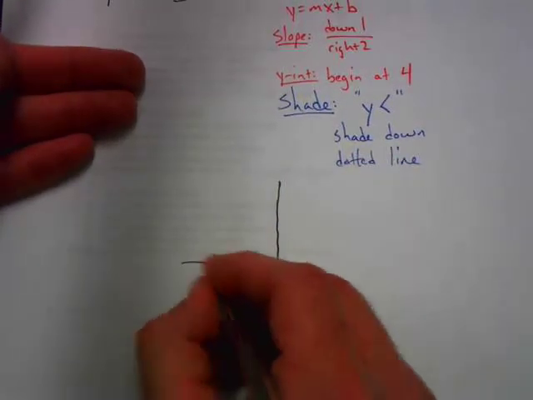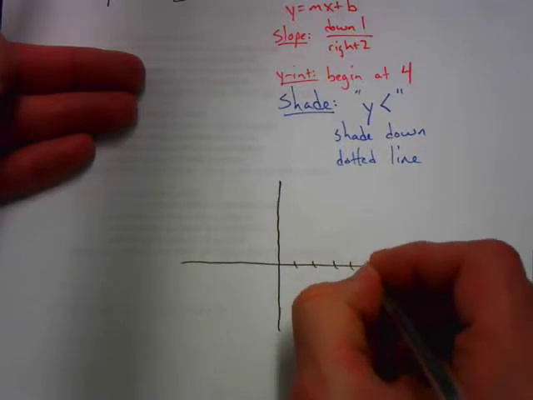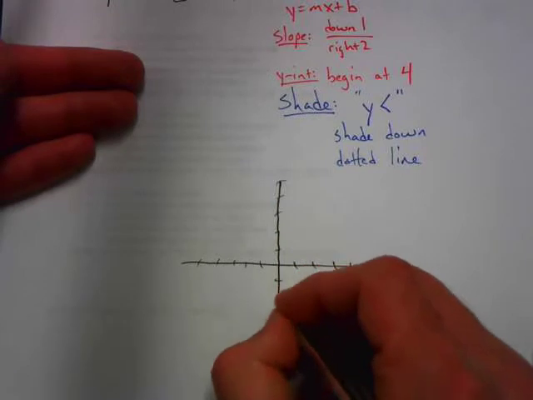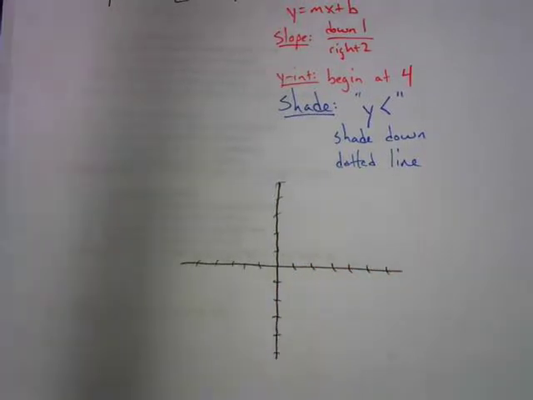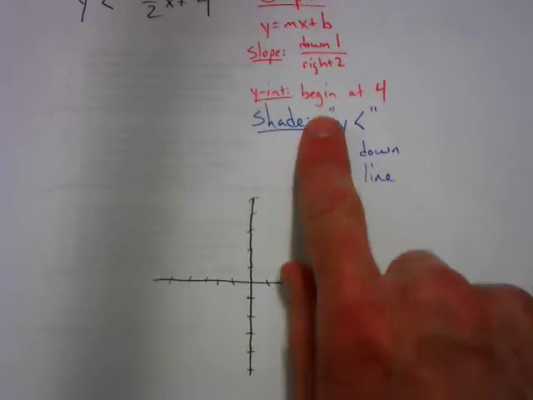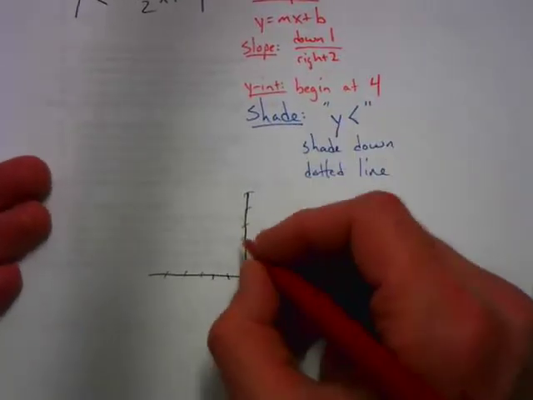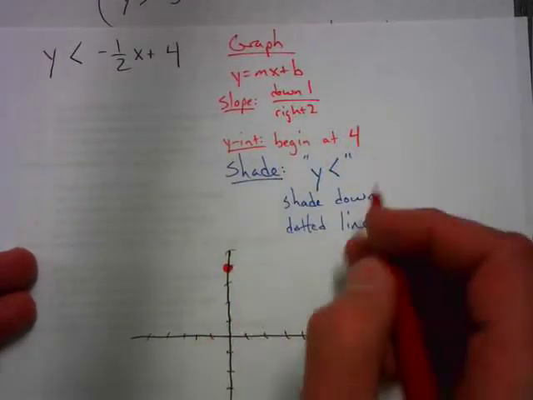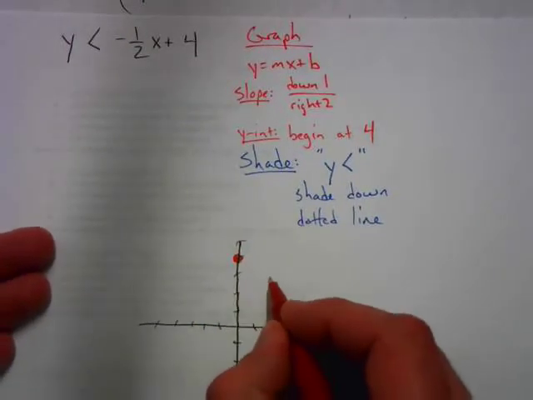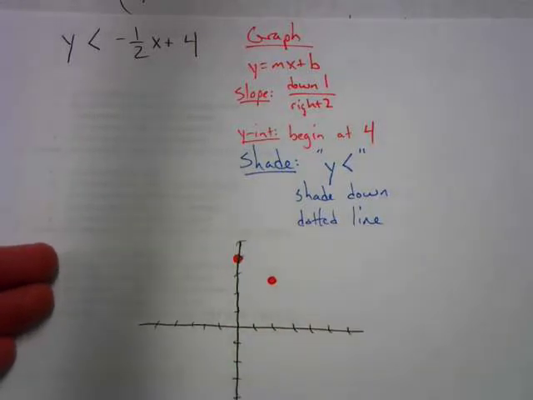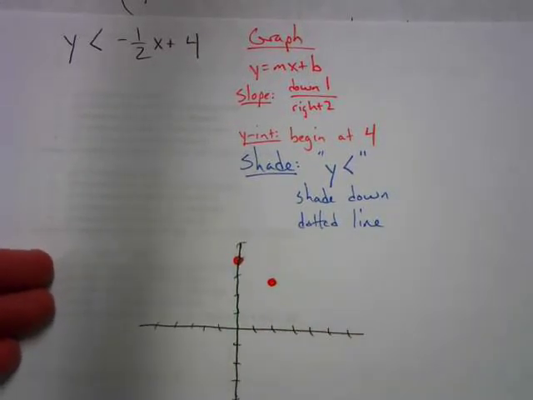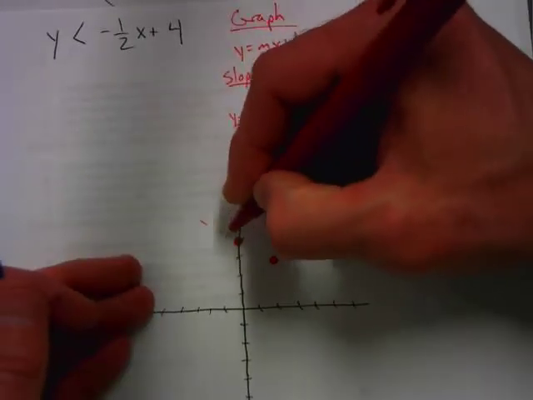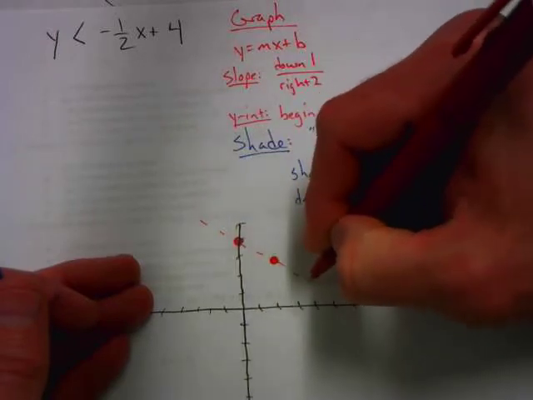So we're going to graph everything we just mentioned. We sketch the coordinate plane, and then we can start doing what we said we should do. We said we should begin at 4. I'll keep this one in red. So we begin at 4. And then we're going to count our slope down 1, right 2. So we go down 1 and right 2. And there's our second point. And then we have to remember we're dealing with a dotted line. So instead of making a solid line going through those 2 points, we're going to make a dotted line going through those 2 points and all the way through.